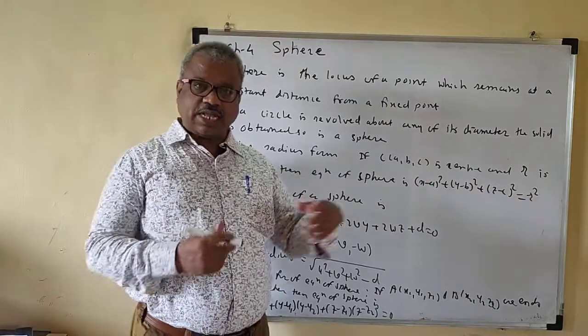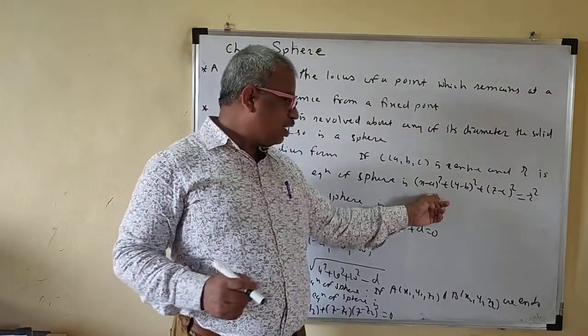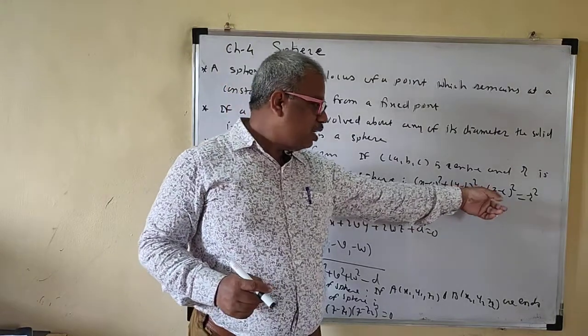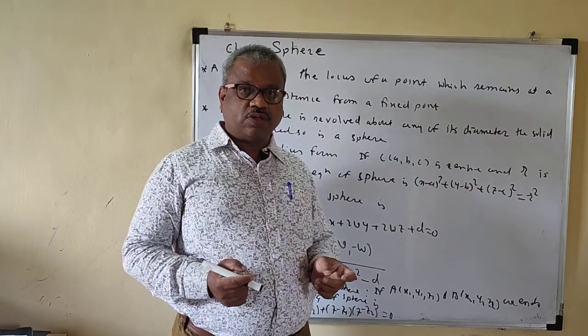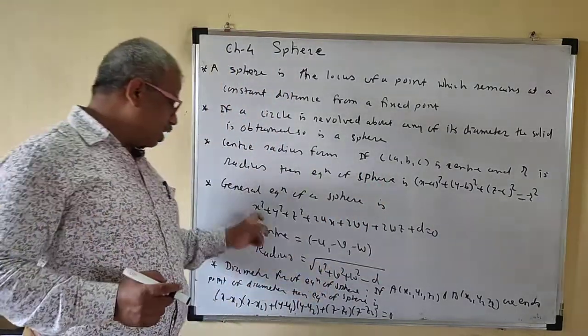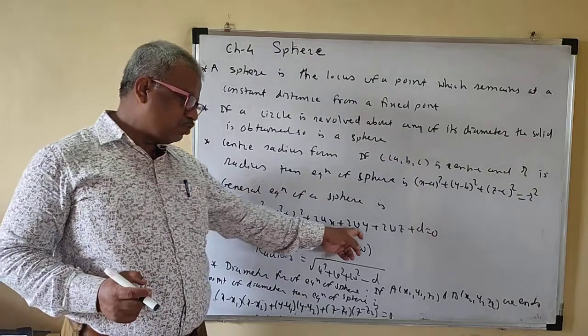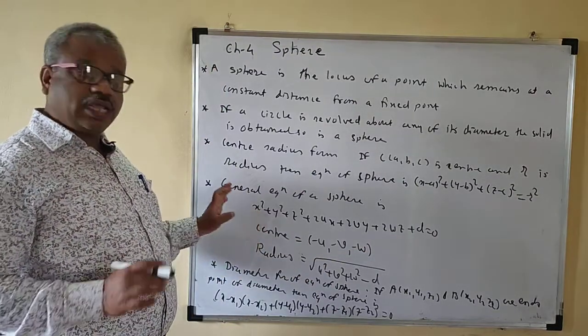If (a, b, c) is the center of the sphere and r is the radius, then the equation of the sphere is (x minus a) square plus (y minus b) square plus (z minus c) square is equal to r square. This is called the center radius form of the equation of the sphere. Now this is the general equation of the sphere: x square plus y square plus z square plus twice ux plus twice vy plus twice wz plus d equals 0. This is the general second degree equation of the sphere.